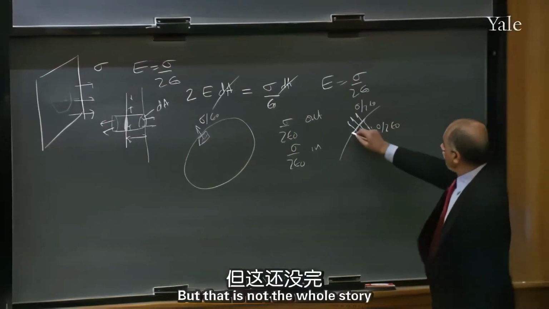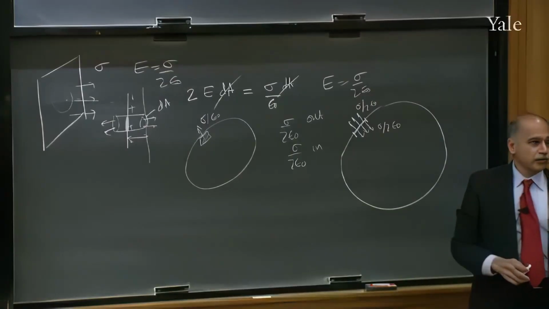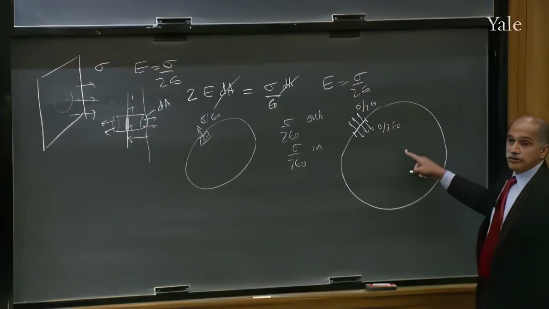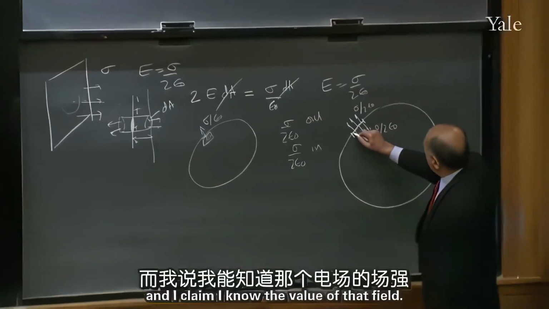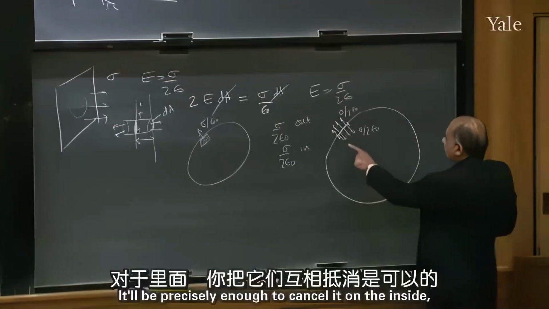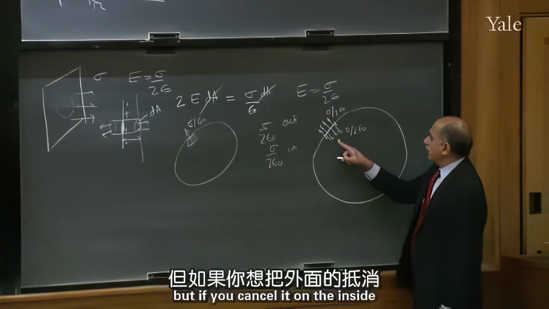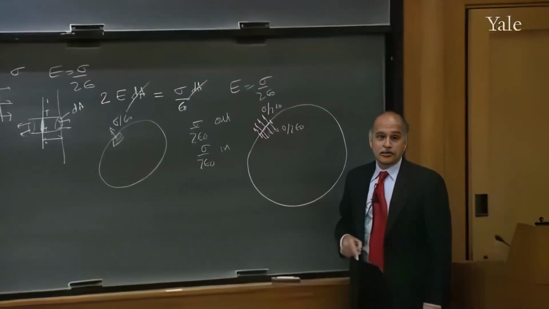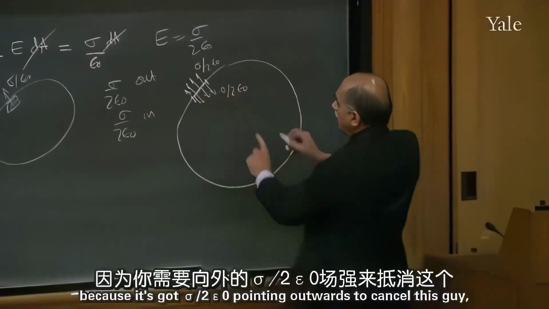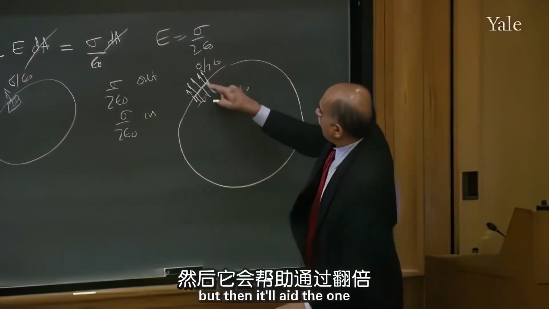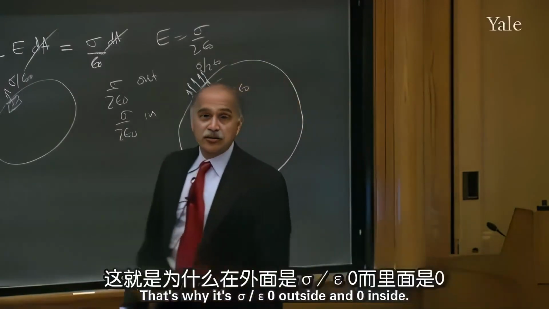But that is not the whole story, because I got the rest of the conductor. It's got its own charge. It is going to produce a field. That field will have some value, and I claim I know the value of that field. It will be precisely enough to cancel it on the inside. But if you cancel it on the inside, you will double it on the outside. Because it's got to be sigma over 2 epsilon 0 pointing outwards to cancel this guy, but then it will aid the one due to the little area by doubling it. That's why it's sigma over epsilon 0 outside and 0 inside.